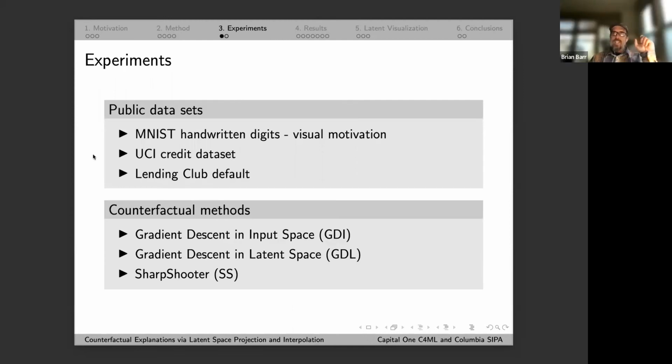Okay, since the method is crystal clear, let's step forward to the experiments that we ran using this method. What we're going to show today is based on 3 public data sets. You've seen a little bit of MNIST already. We're going to take a look at the UCI credit default data set and the Lending Club data set as well. We're going to compare our method, which we call SharpShooter, against gradient descent in input space, as well as just gradient descent in latent space to see how it all shakes out.